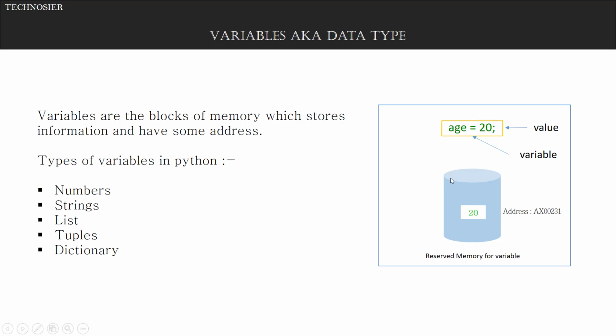As shown in this figure, you can see we have created a variable called age and assigned the value 20 to it. As you can see, the variable age has a data type called number. We have assigned a value called 20. Now you can see we have a memory hierarchy here and it has inserted a value called 20 and it has an address called AU0 AX00231. It can be a different number according to the compiler or the window we are using.